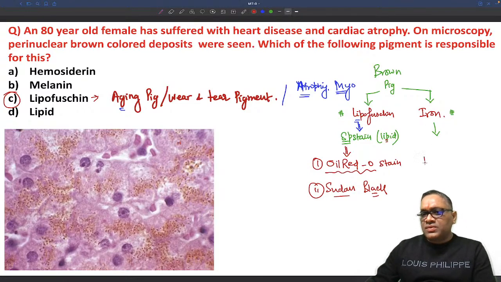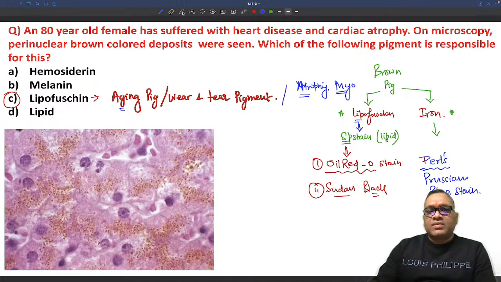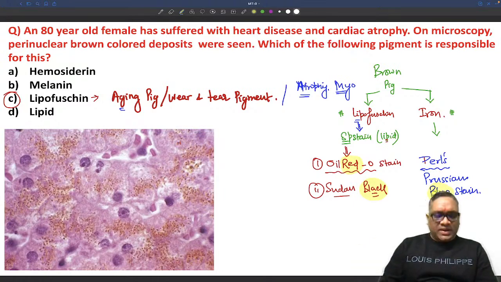And for iron, what can we use? For iron we will be using Perls' Prussian blue stain, also called Perls' stain. And what we need to remember whenever we apply these stains: with oil red O, lipid will be red in color; with Sudan black B, lipid will be black in color; and with Perls' Prussian blue, iron will be blue in color. So the name itself is giving you all the hint, right? No, it is not melanin.